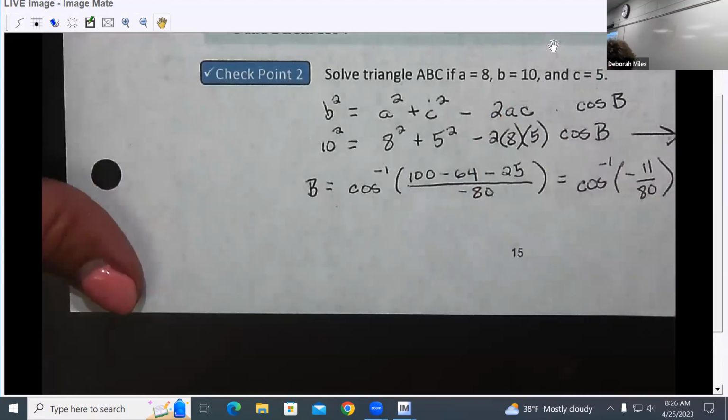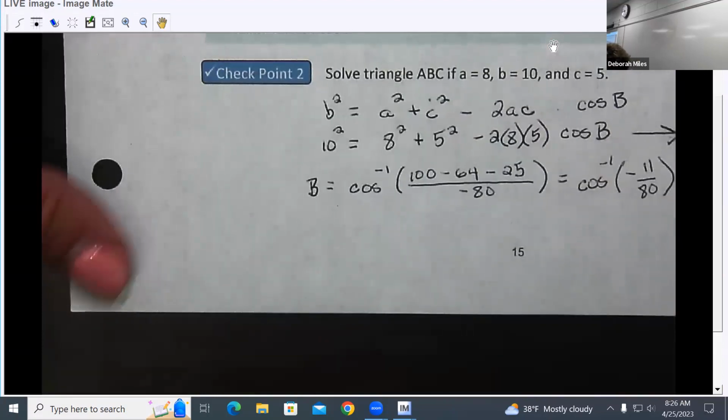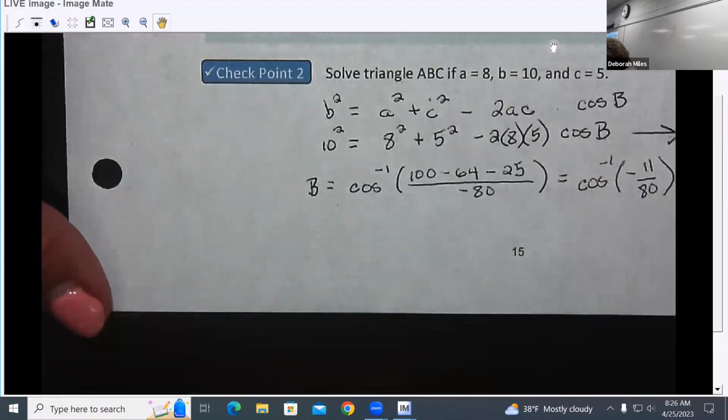All right, now that I have one of my angles, I have angle B and I have side B. So what could I find next? I have side C. I could either find angle A or angle C. Doesn't matter which one you find first. You want to find angle C first because Rachel said so.